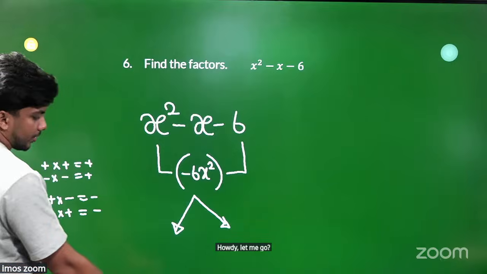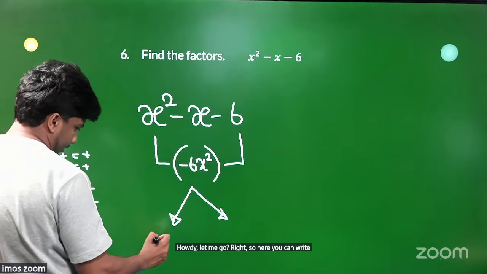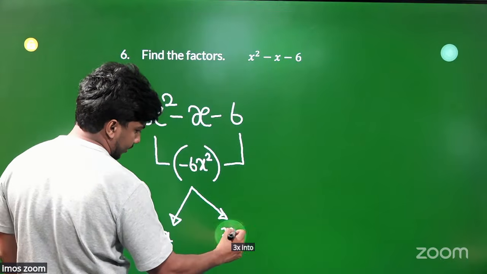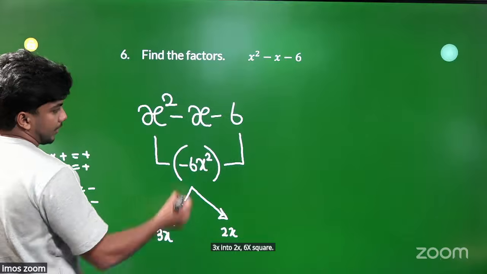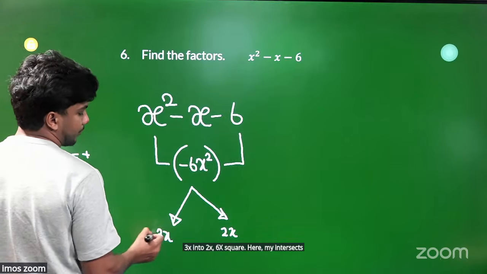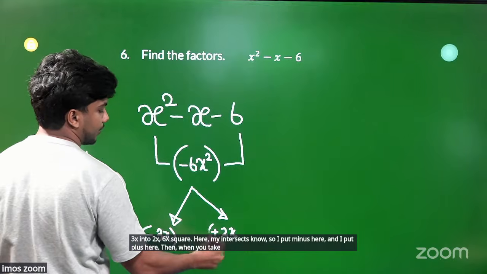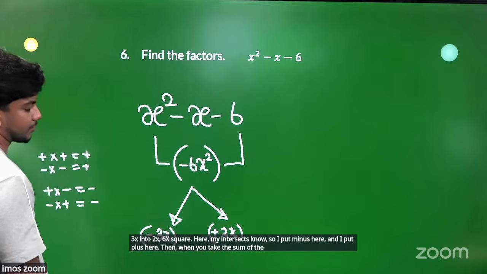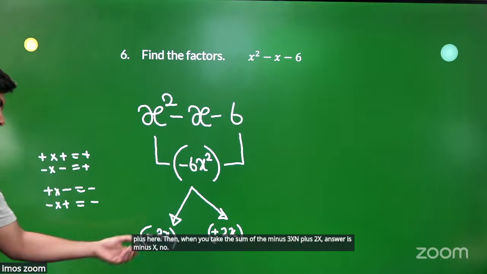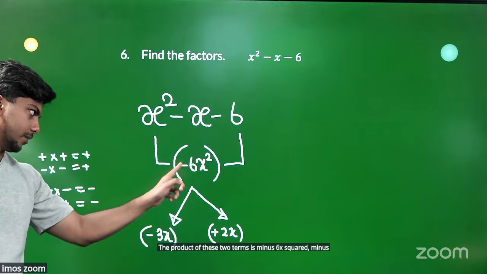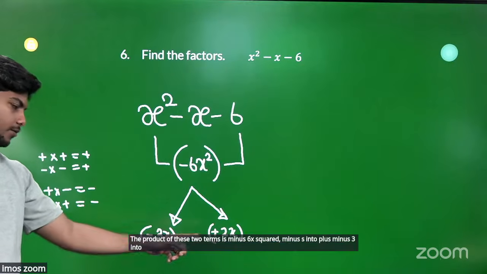So here you can write 3x into 2x, 6x squared. Here it is minus x, so I put minus here and plus here. When you take the sum of minus 3x and plus 2x, the answer is minus x. The product of these two terms is minus 6x squared.